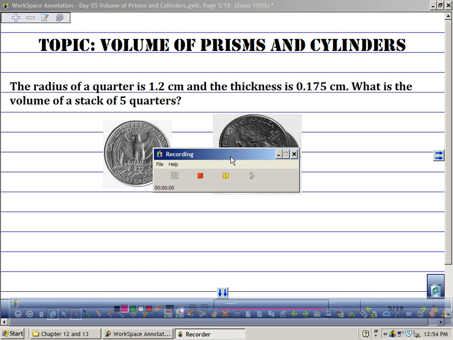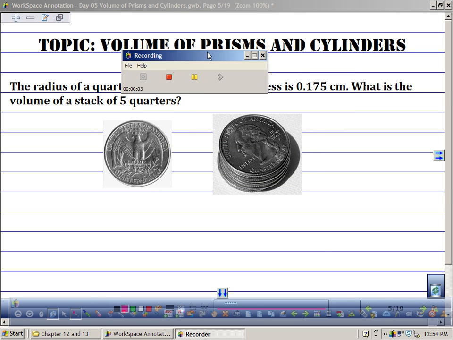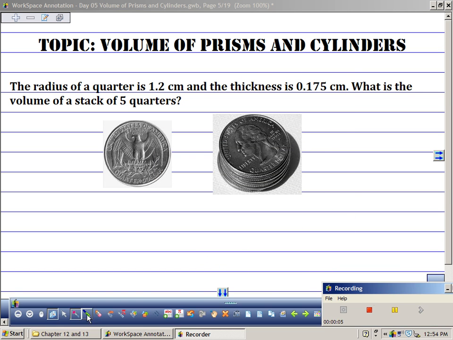Use what we've applied about area to find volume.